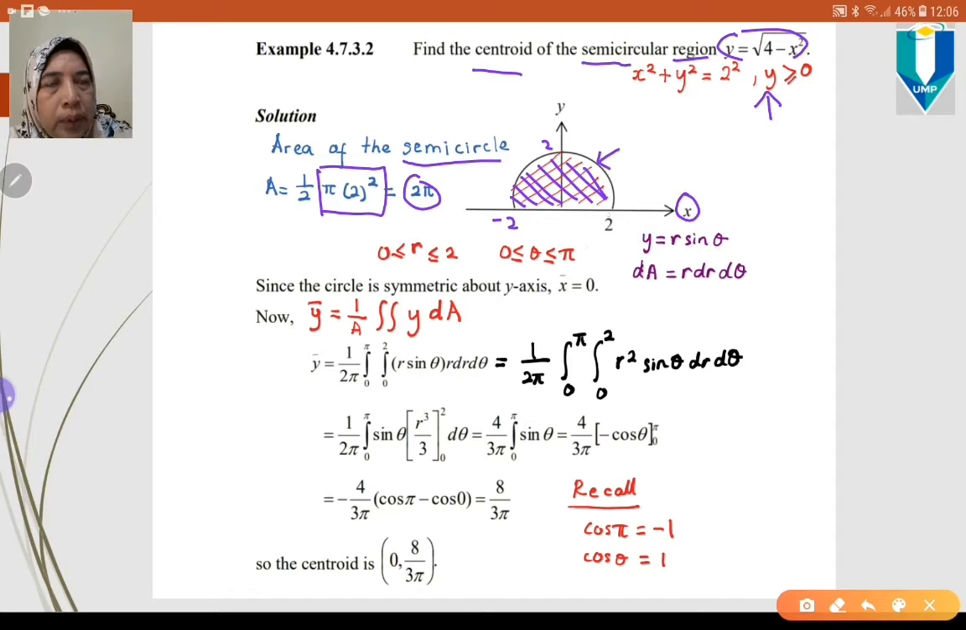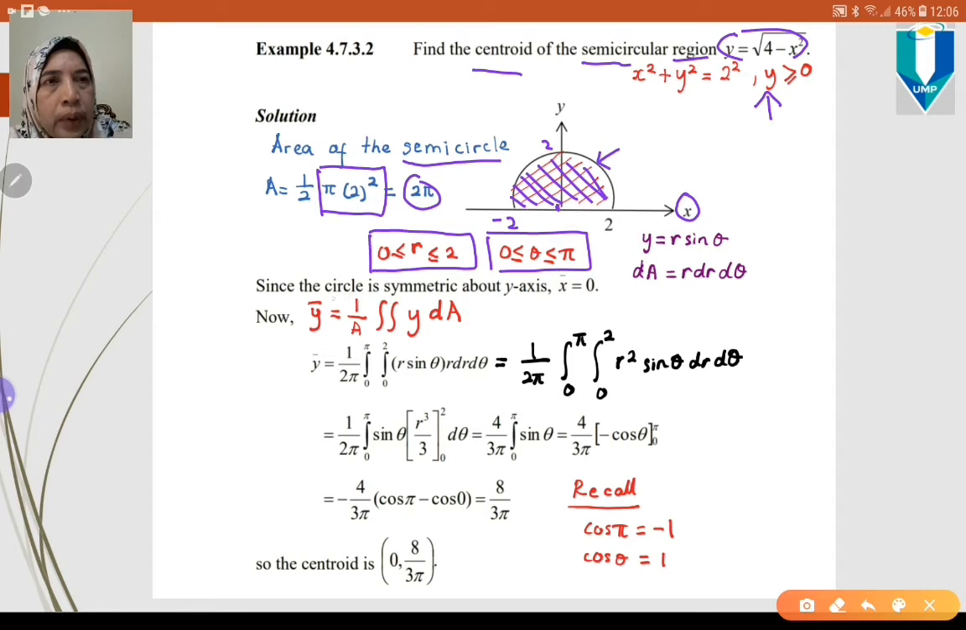Next, you know this is a polar curve, so you need to change from Cartesian to polar, and you need to change the limits to r and also θ. The range of r is obviously from 0 until 2, and θ is from 0 until π.